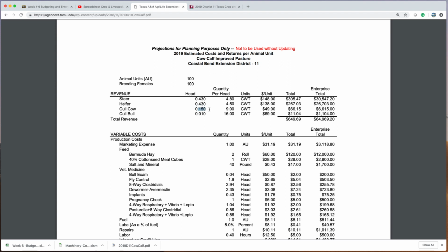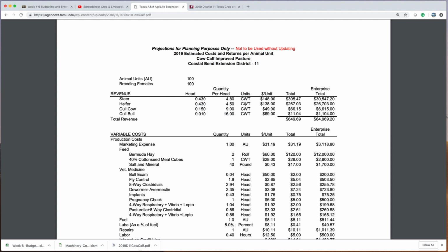Now, we're also going to be culling cows, 15%, and then 1% would be the cull for bulls. This will be the size. Basically, it looks like to me those are weaned at 480 or 450, and then you're looking at a 900-pound cow, and then you're looking at a 1,600-pound bull.